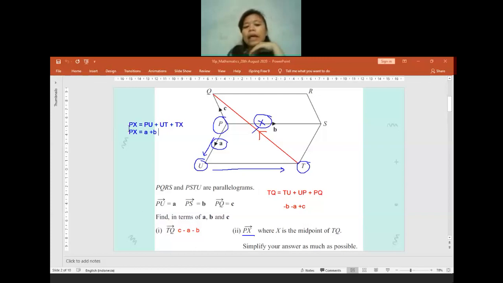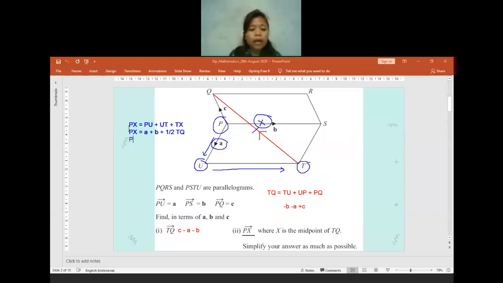Now what about the TX? Anyone want to help me? What is TX? X is the midpoint of TQ. So later TX will be how many parts of TQ? Half. Yeah, so it will be a half of TQ. Is there anyone who is confused if I write TX is a half of TQ? No? Okay, I will write PX.